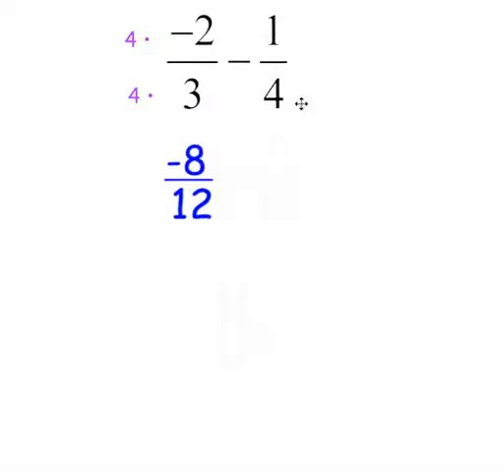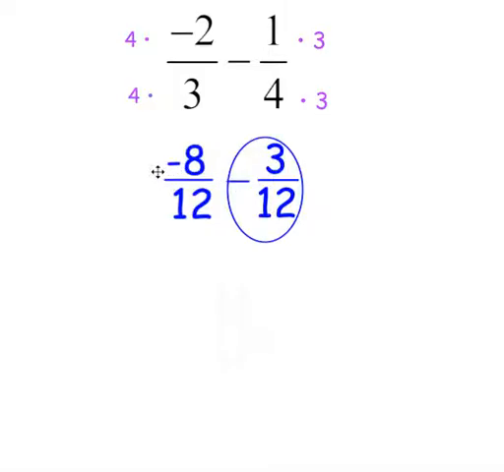Do the same thing to 1/4. I'm going to multiply the bottom by 3. Same thing to the top. And I get 3/12. Don't forget to bring down that subtraction sign there.